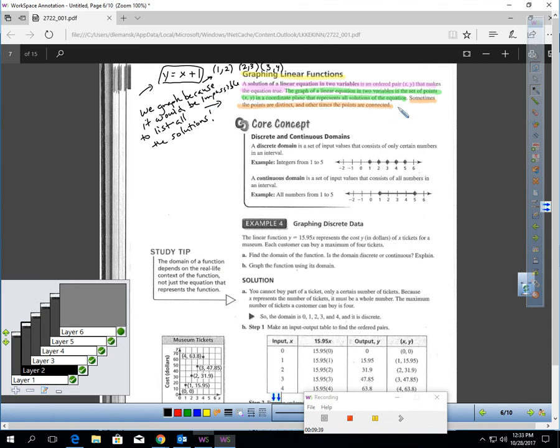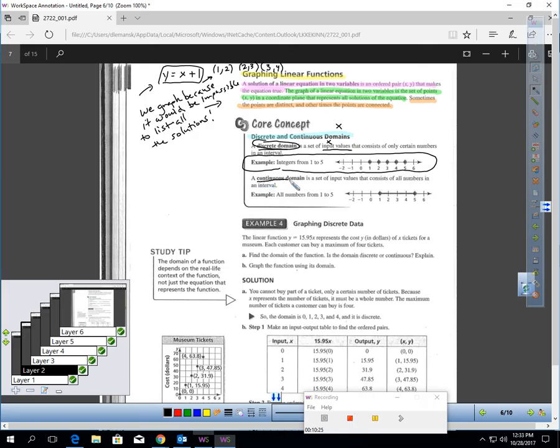Now, when we graph, sometimes the points are distinct, and other times the points are connected, which gets us to what we call discrete and continuous domains. Now remember, domains are x values. A discrete domain is the set of input values, that's x's again, that consist of only certain numbers. Like here would be an example of a discrete domain right here. If I wanted the integers from 1 to 5, that's specific numbers. That would be 1, 2, 3, 4, 5. That would be individual points being graphed. That's discrete, individual certain points.